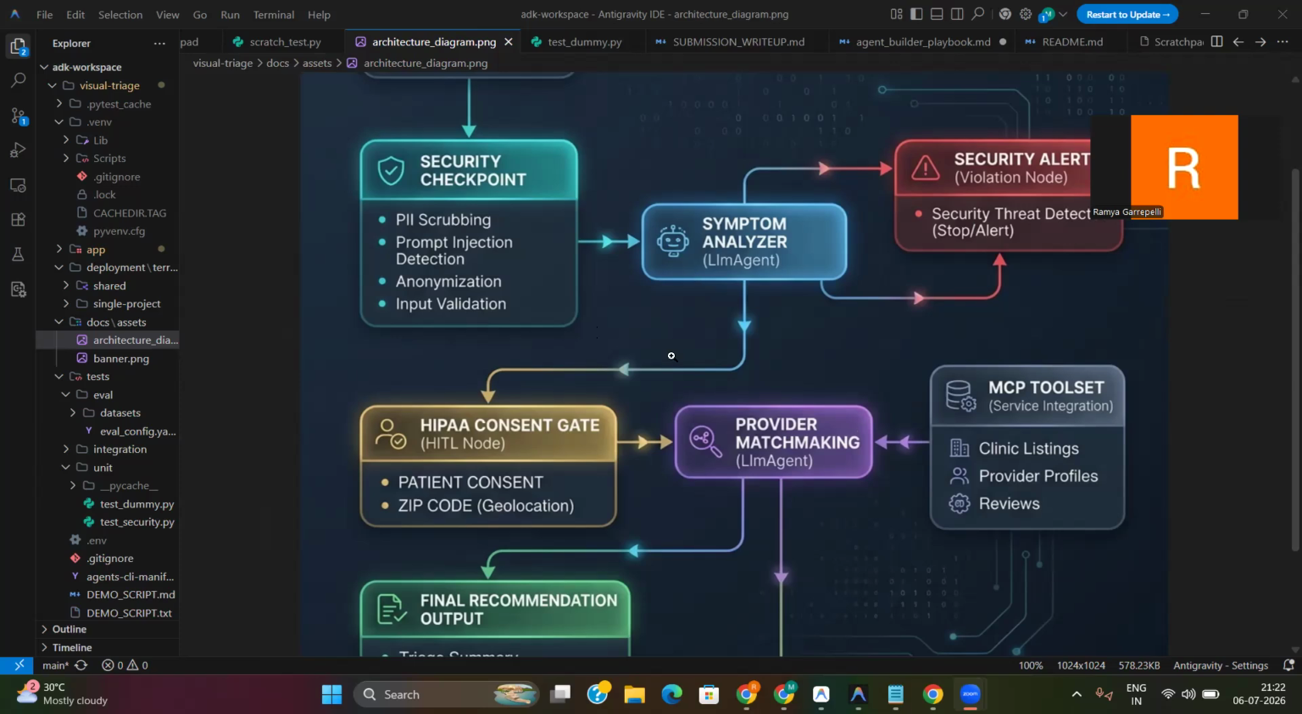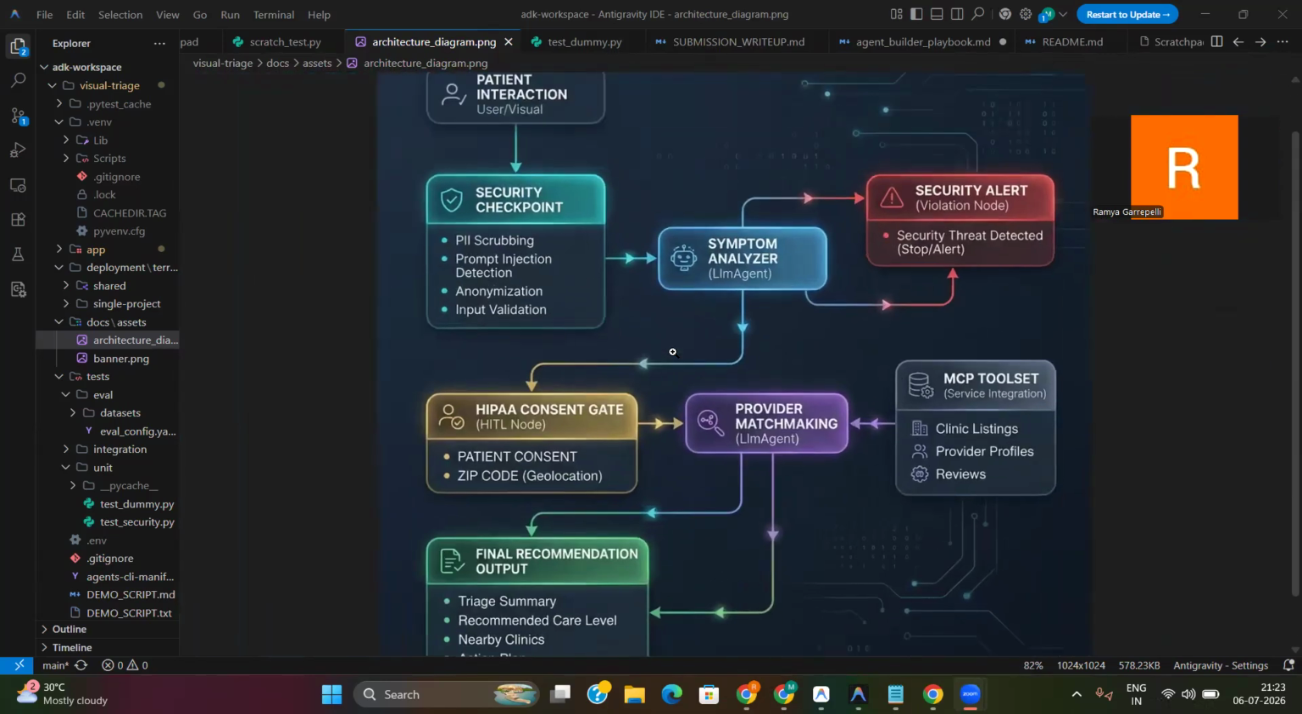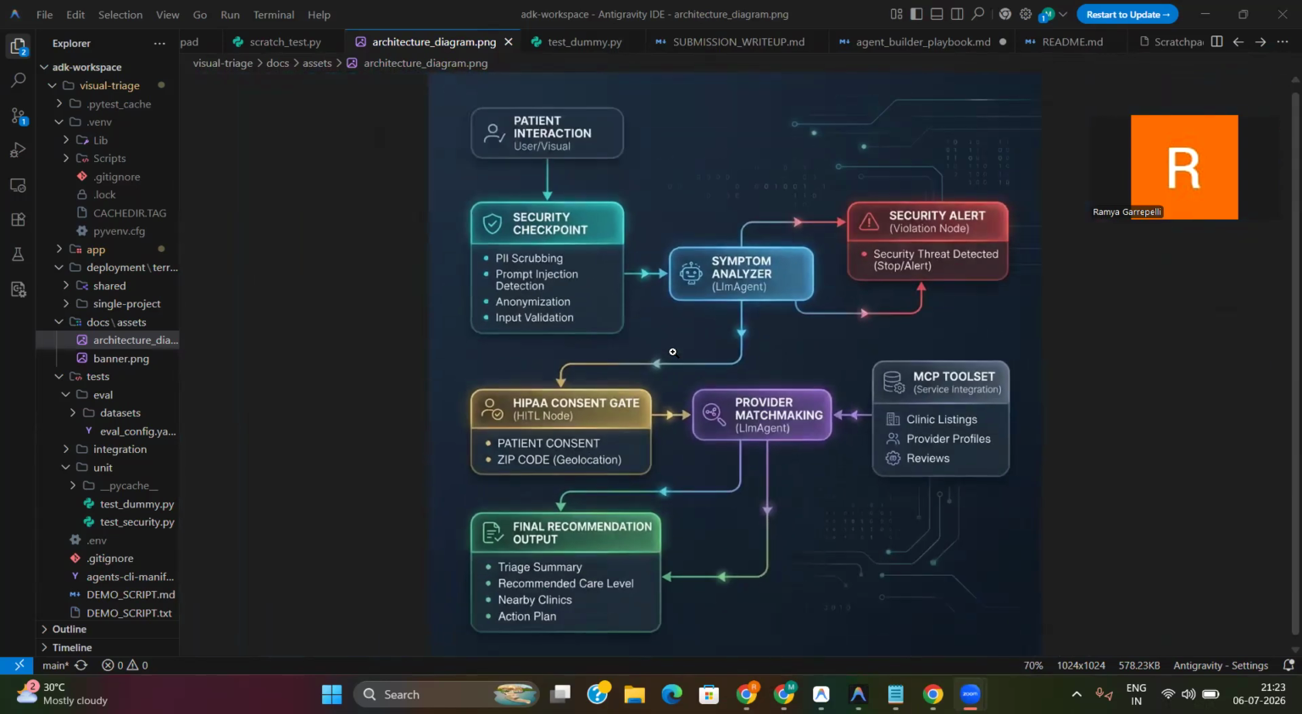Here we can see the architecture. Every user message passes through a security checkpoint, then a clinical AI agent classifies severity, a human-in-the-loop gate collects consent, and finally an MCP tool server queries live provider data. Let me show you all four scenarios in live action.